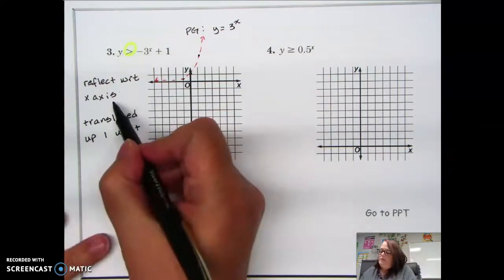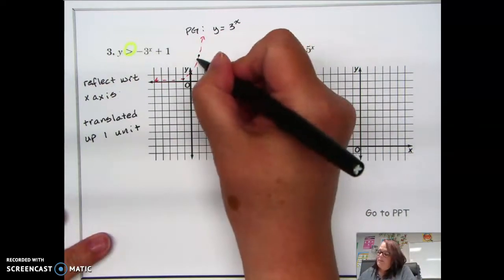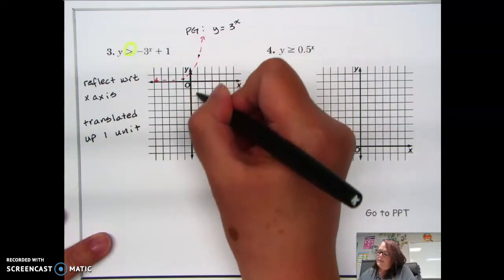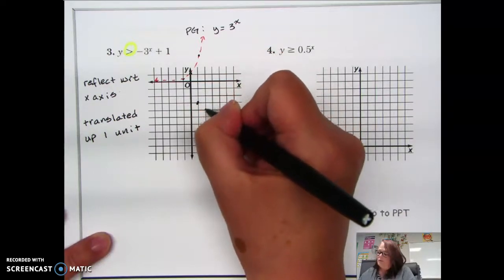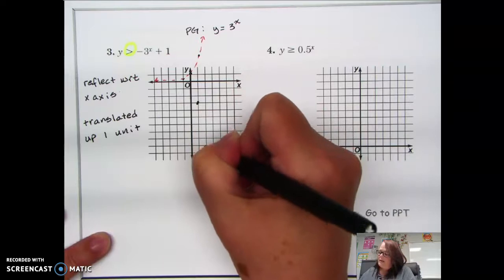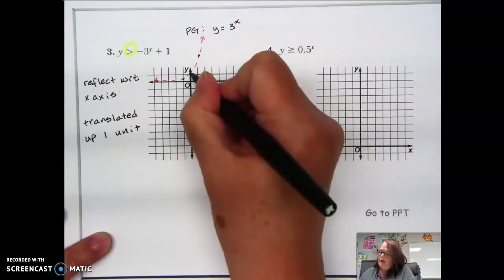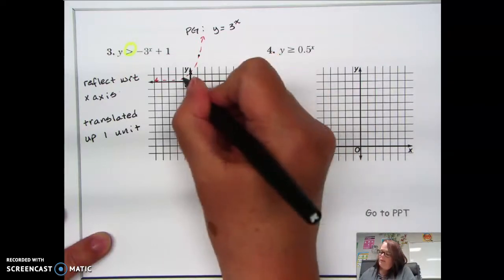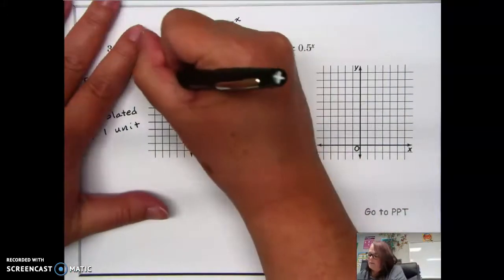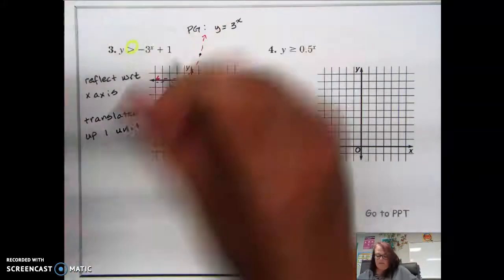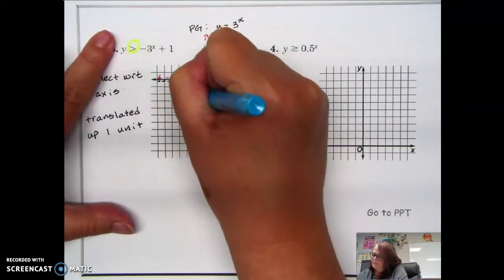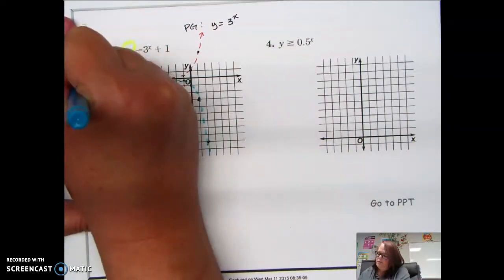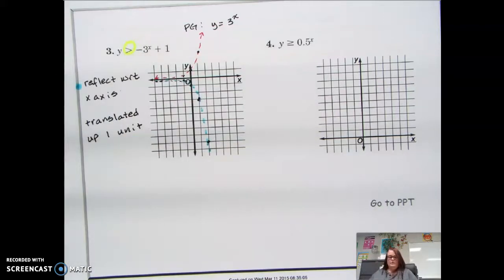If I reflect it with respect to the x-axis, what was up 3 is now down 3. 3 to the second power would have been up 9, but now it's down 9. So 3, 4, 5, 6, 7, 8, 9. What was up 1 is down 1, and what was up 1/3 is down 1/3. Let's do that in a different color. So we get something like this, with just this reflection taken care of.